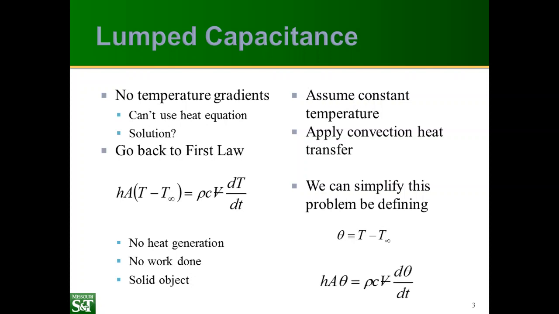And then what we end up with is hA times theta equals rho C volume, which is the amount of heat that this thing can absorb per unit temperature change, times d theta dt. And this is a much easier problem to solve, and just by looking at it, you should be able to recognize that this should have an exponential solution because d theta dt depends on theta.